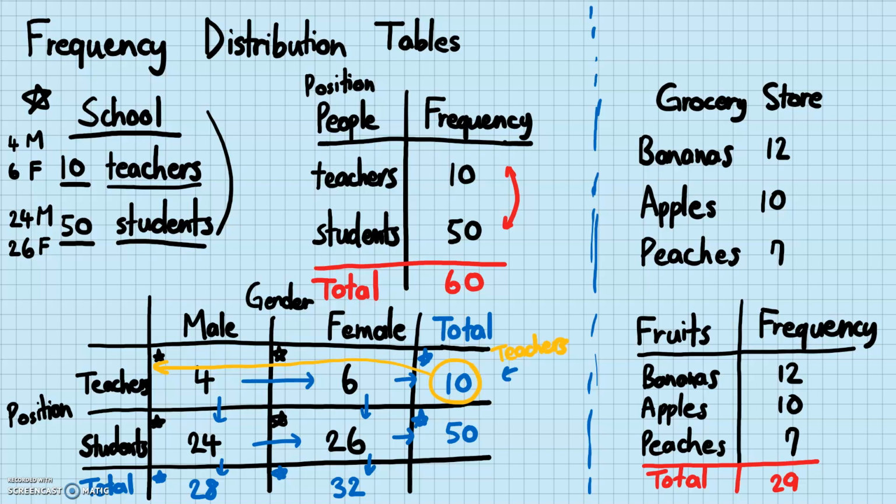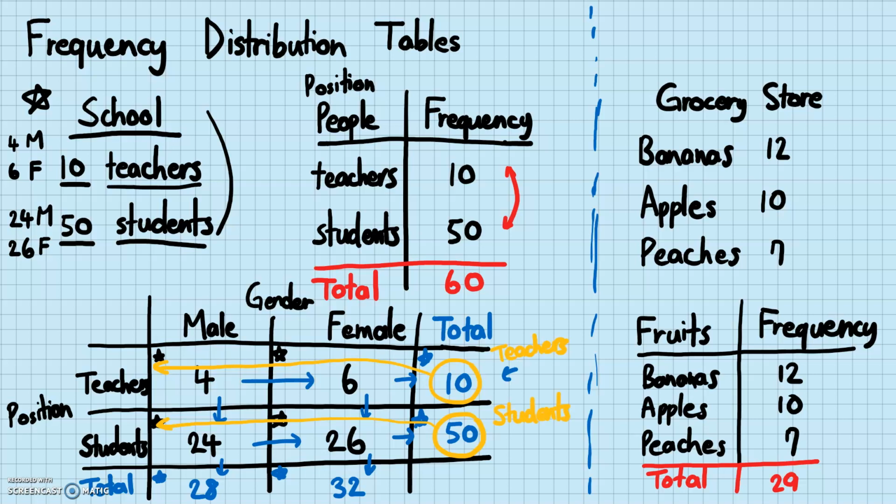How about this right here? What is this the total of? We've added male students and female students. And again, if you go just straight across this way, you'll see that this is the label for students. Okay, so this is the total number of students.